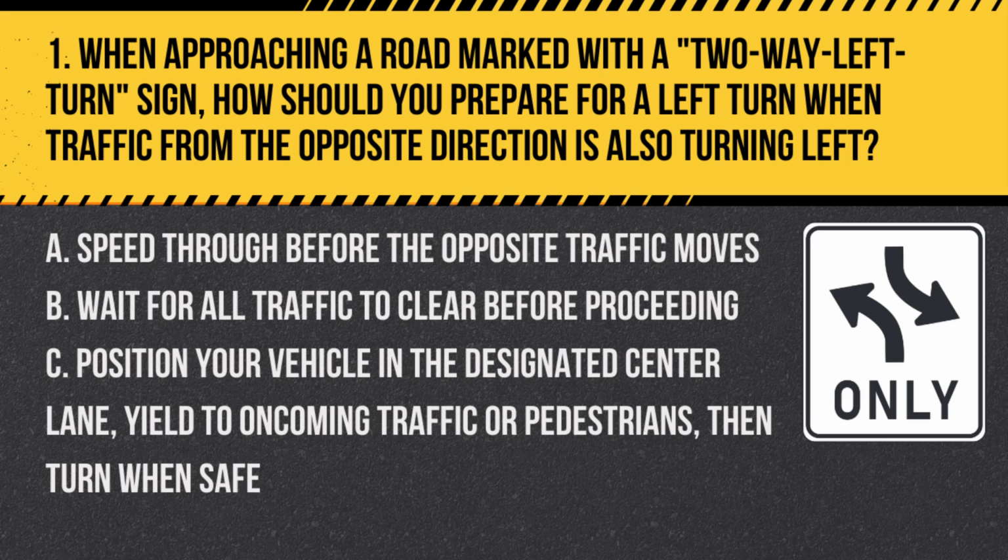Question 1. When approaching a road marked with a two-way left turn sign, how should you prepare for a left turn when traffic from the opposite direction is also turning left? A. Speed through before the opposite traffic moves. B. Wait for all traffic to clear before proceeding. C. Position your vehicle in the designated center lane, yield to oncoming traffic or pedestrians, then turn when safe.